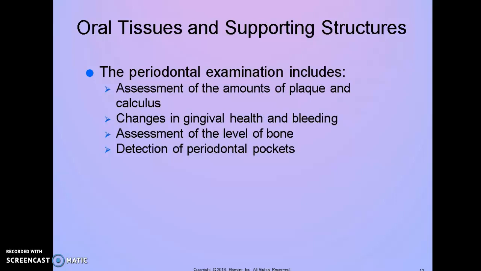For oral tissues and supporting structures, the examination is also going to assess the amount of plaque and calculus that's present in the patient's mouth and where those buildups or accumulations are located. It will check changes in the gingival health and bleeding from one examination to the next, and it will assess the level of bone that is there by doing the periodontal probing. And this is done to detect the levels and the depths of the periodontal pockets that are present.